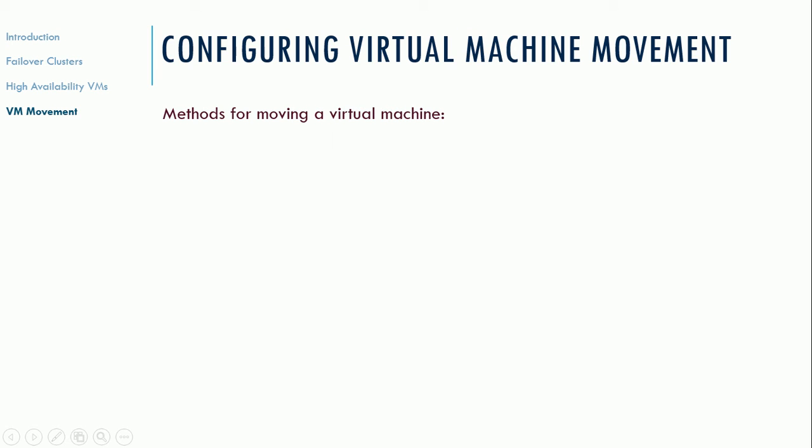One of the great things about virtualization is the amount of flexibility we have. We can move these machines a lot easier than we could physical machines, even across data centers, even across companies. So it gives us a tremendous amount of flexibility. There are a couple different ways that you can move virtual machines. We're going to talk about doing live migrations, quick migration, storage migration, and importing and exporting VMs.